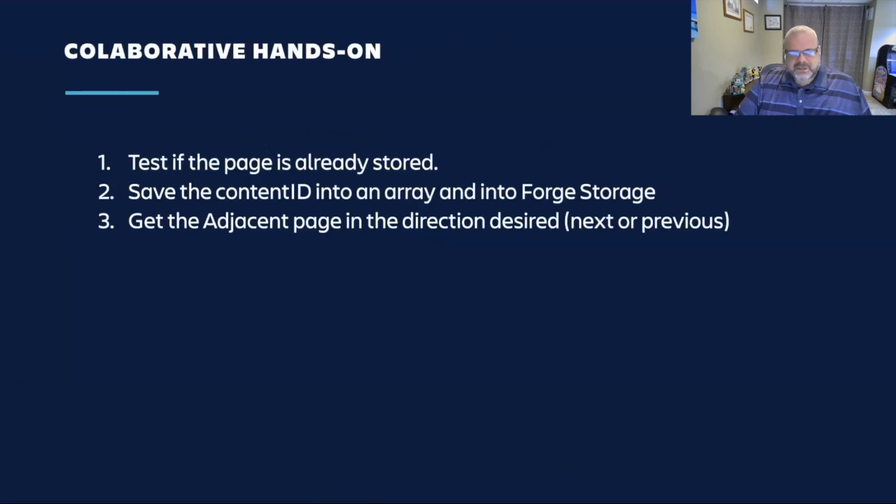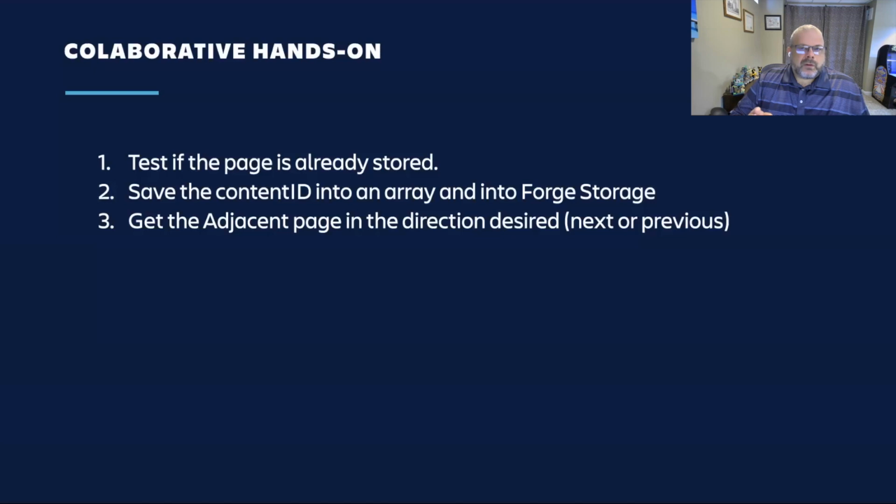But the collaborative hands-on is actually going to be pretty intense. So I would go to the second folder here, and this is very simplified: we need to do three things to set the page ID into the page ring. First, we need to test to see if the page is already stored in the page ring. We don't want to save it again, and we don't want multiple page IDs in Forge storage. So we need to test to see if the page is already stored, and let us know if it is or not. Second, if it's not, we need to save the content ID into the array from Forge storage, and then save it back into Forge storage. And then finally, we need to know what the adjacent page is in the desired direction.